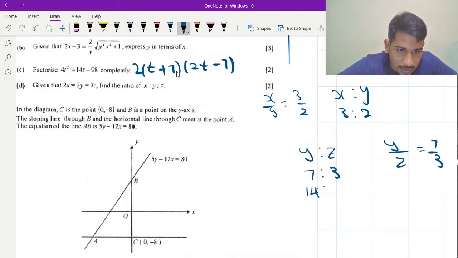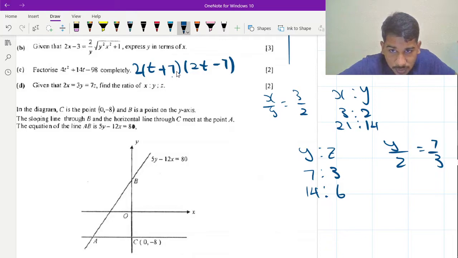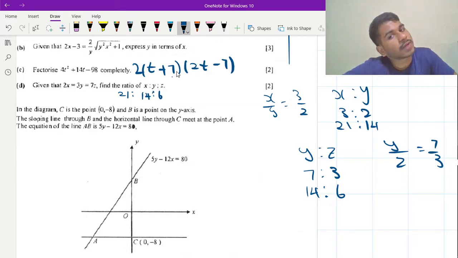So make it 14 is to 6. Make it 7 times 3, 21 is to 14. So we have x is to y is to z, it's going to be 21 is to 14 is to 6. And there's no common factors, right? Yeah, there's no common factors. So that's it.